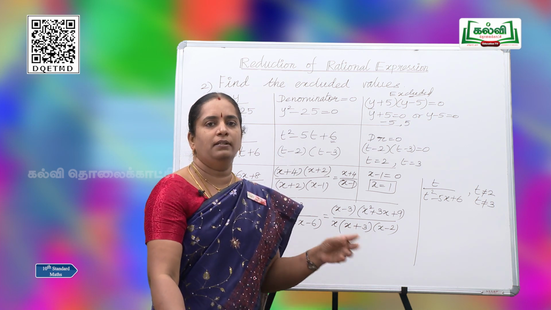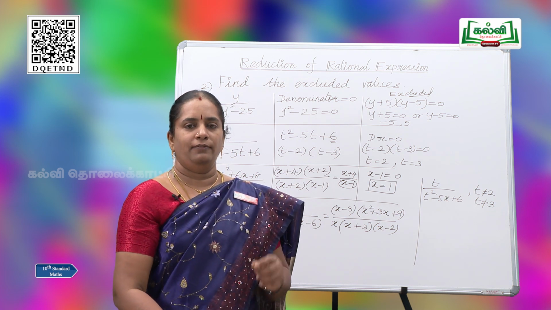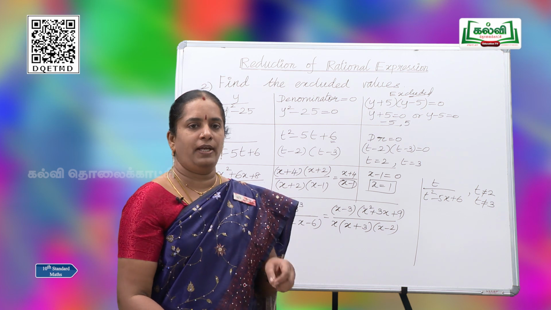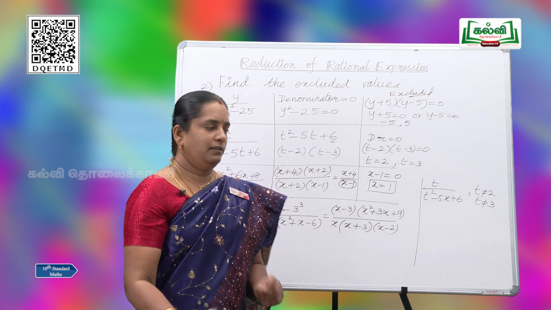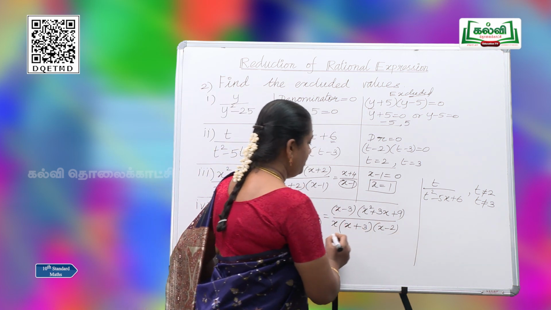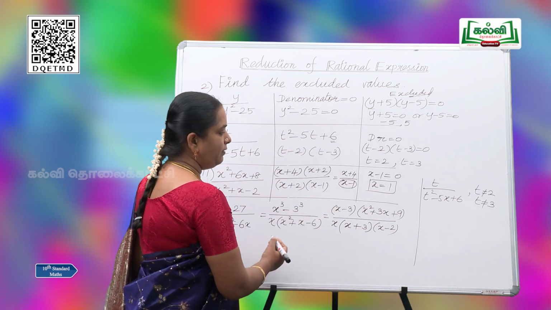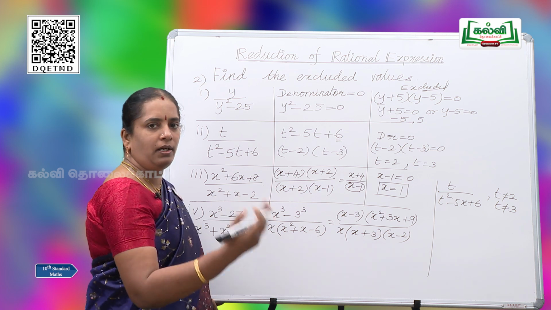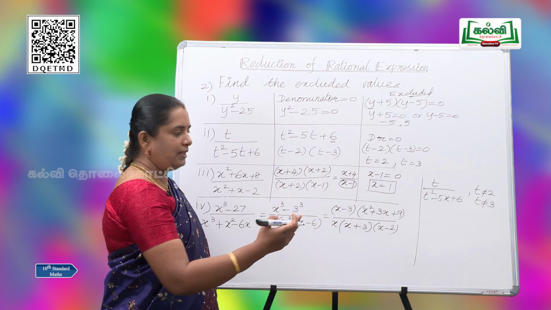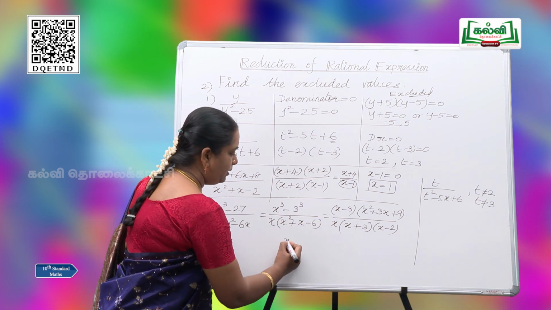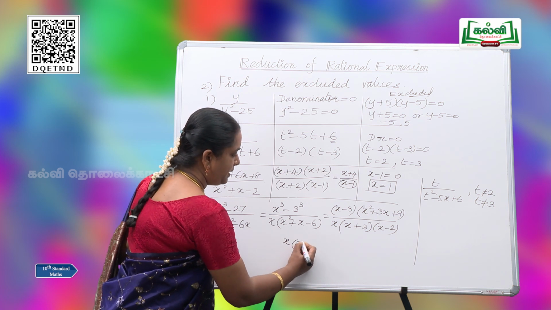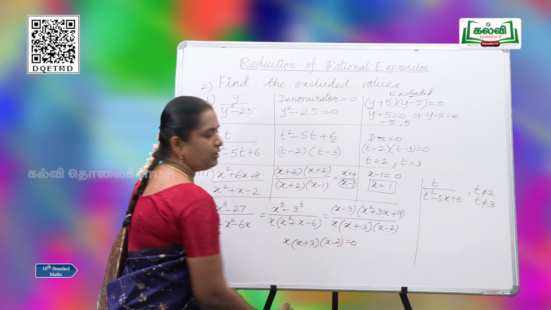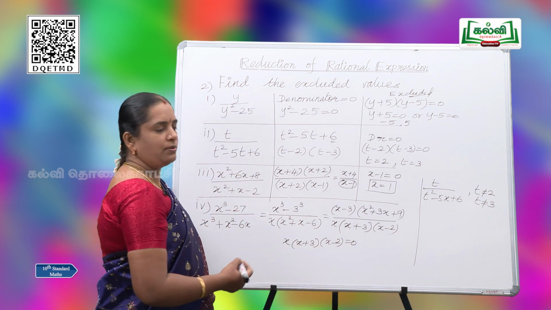So, we have to take the full denominator and see, if we equate the denominator to 0, what values of x are to be excluded. Yes. So, we are going to equate the denominator to 0. We have 3 terms in the denominator, all are factored, that is they are in the product form. So, x into x plus 3 into x minus 2 should be equated to 0 to get the excluded values of x.